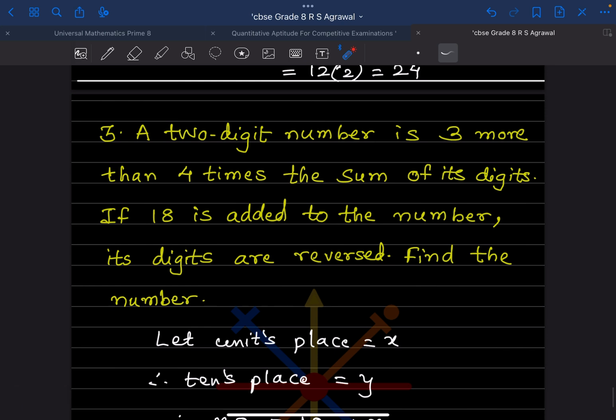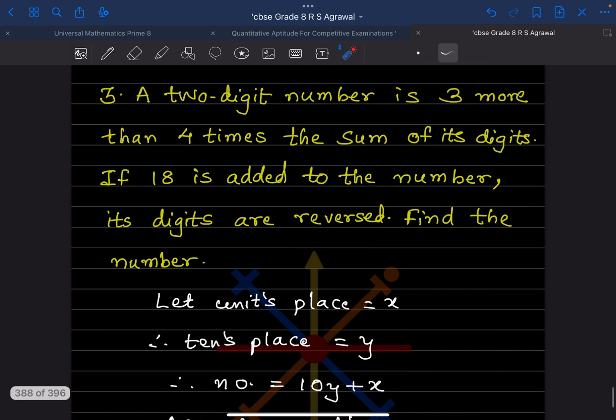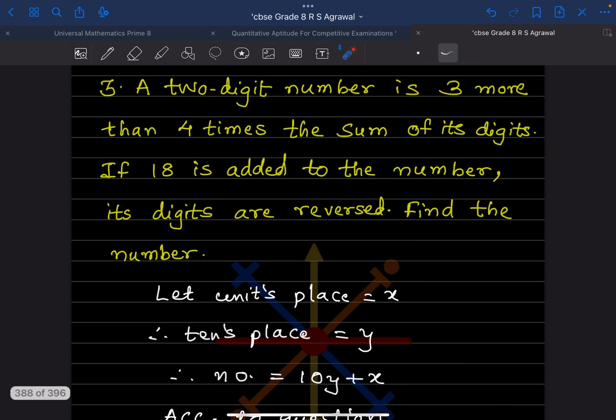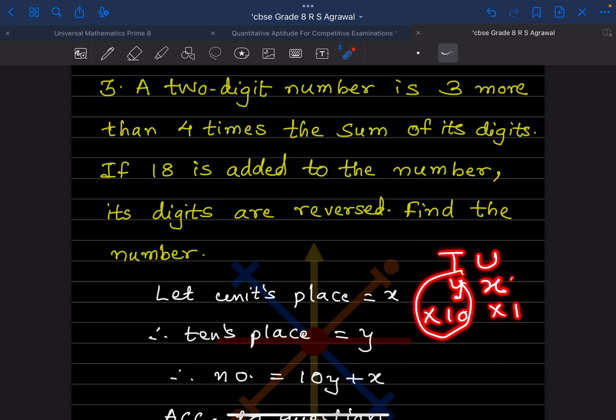Here they said a two-digit number is 3 more than 4 times the sum of its digits. So now let us consider the unit place as x and the tens place as y. So now what can we do here? The number will be what? Unit place and tens place. So this is x and this is y. This is going to be into 10 and this is going to be into 1. So this will be 10y plus x. So the number is going to be 10y plus x.